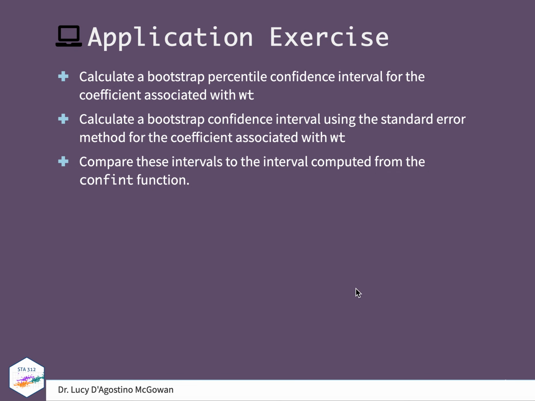Okay, so what I want you to do is calculate a bootstrap percentile confidence interval for the coefficient associated with weight from the model that you fit in the previous exercise. Then I want you to calculate a bootstrap confidence interval using the standard error method for the coefficient associated with weight. And then finally, I want you to compare these intervals to the interval computed using the confint function. So go ahead and work on that, and when you finish, knit your file and submit it to Canvas.